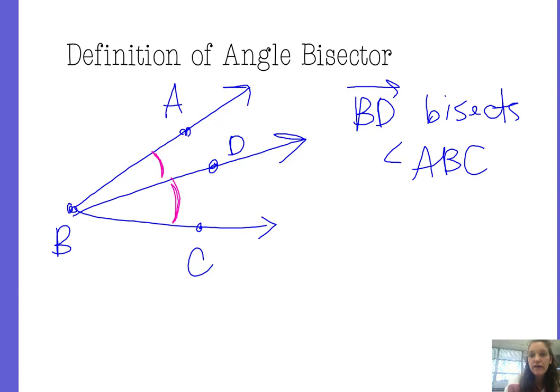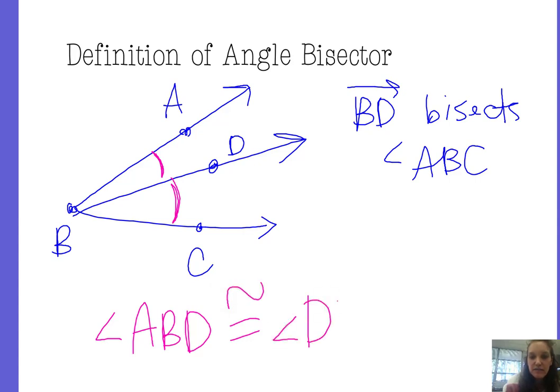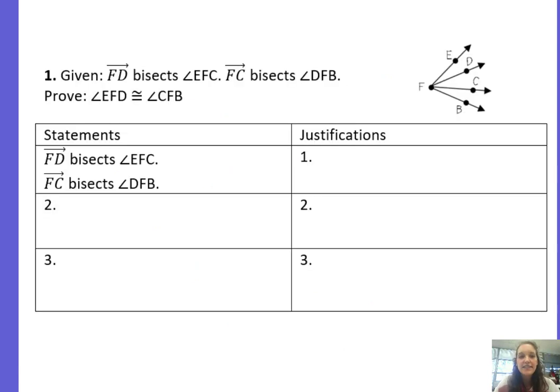So in a proof, if we know that something is bisecting an angle, we can then say that, like in this example, angle ABD would be congruent to angle DBC. We're allowed to say that those two angles are congruent to each other by definition of an angle bisector. So on the right side in your justifications column, you'd put definition of an angle bisector. So let's work a proof where we're going to use this.